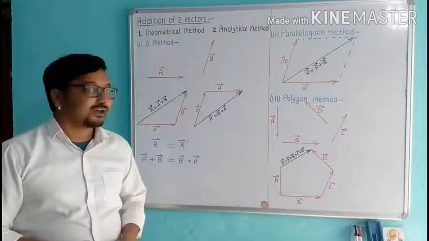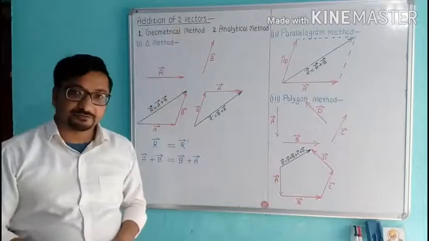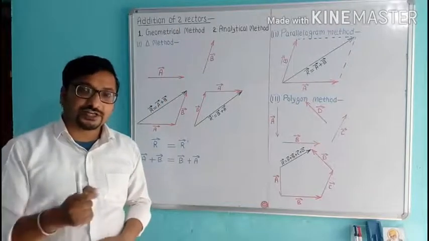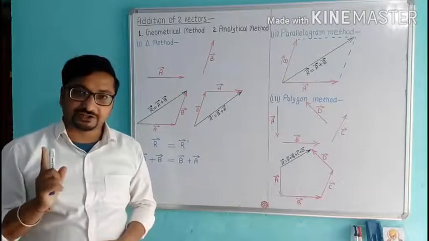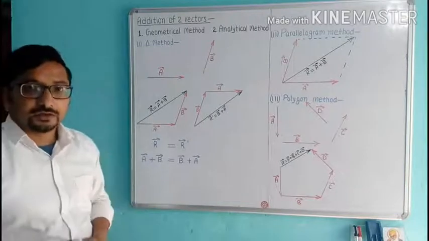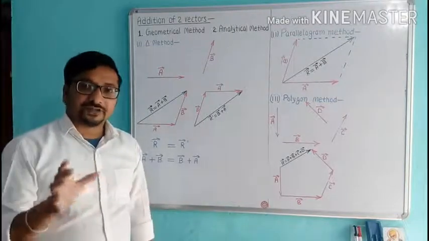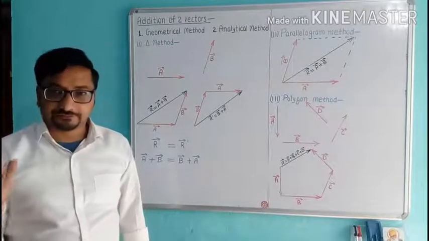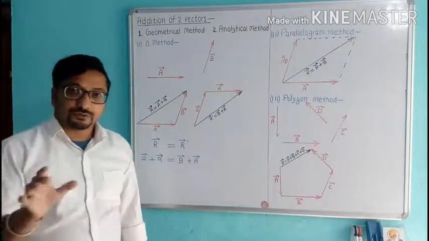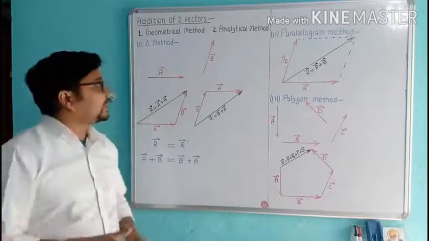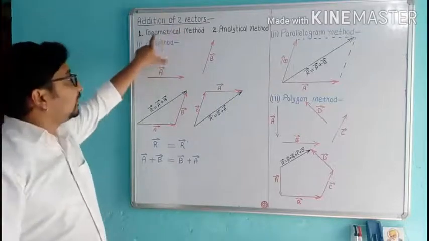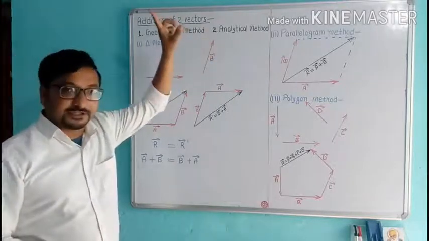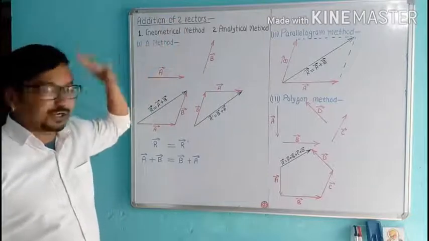Today we will discuss addition of two vectors. Two or more vectors which have the same nature can be added to each other. For example, a velocity vector can be added to a velocity vector only. So there are two main methods for the addition of vectors: the geometrical method and the analytical method. Today we will discuss the geometrical method.